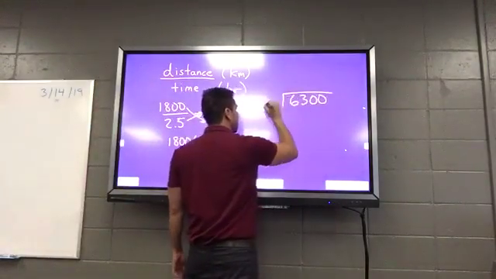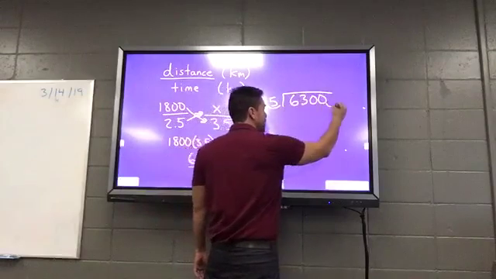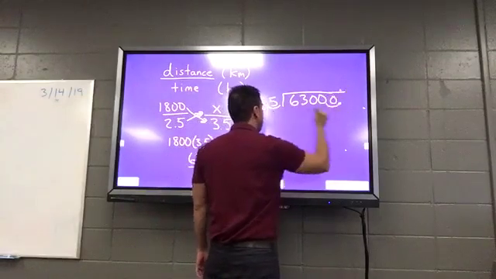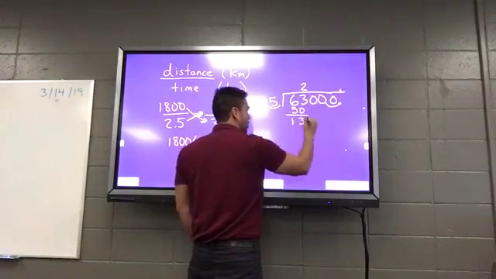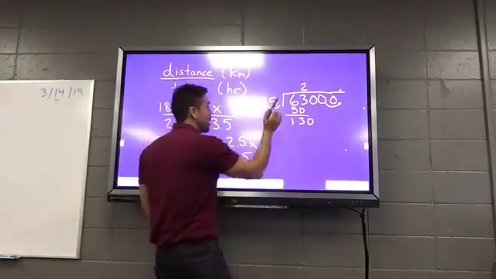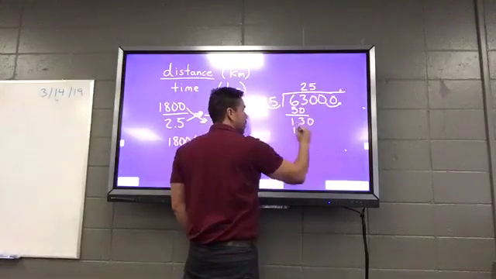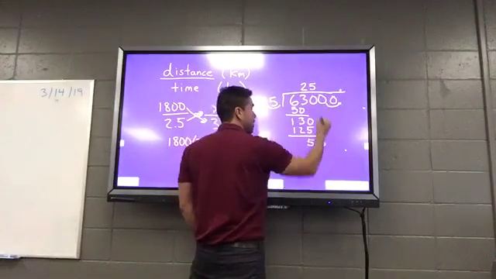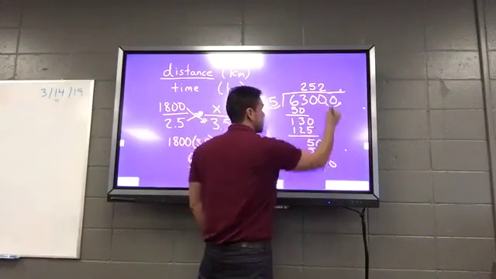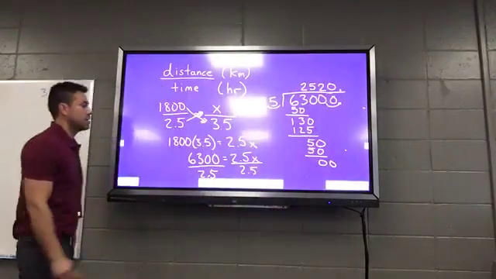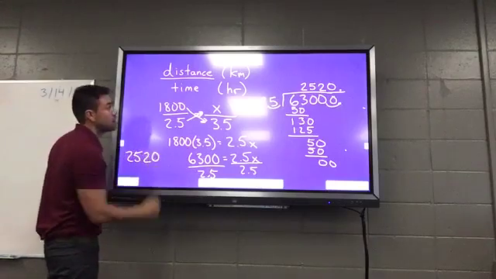6,300 divided by 2.5. Anyone know what to do first? Move the decimal. I'm going to move it here once and move it here. Oh no, 25 goes in 63 twice, that's 50. Sorry, Elliot, we're going to have to do long division here. 25 goes into 130. I think it's 5 times, and that's 125. Remainder of 5. So I bring that 0 down twice. No remainder. Bring down that 0. And there you go. 1,500.